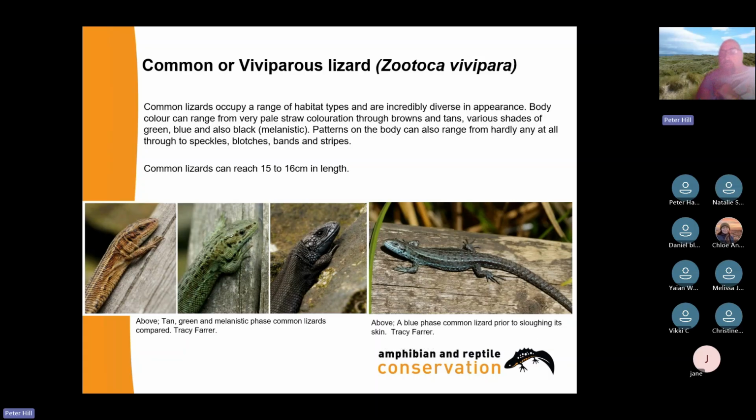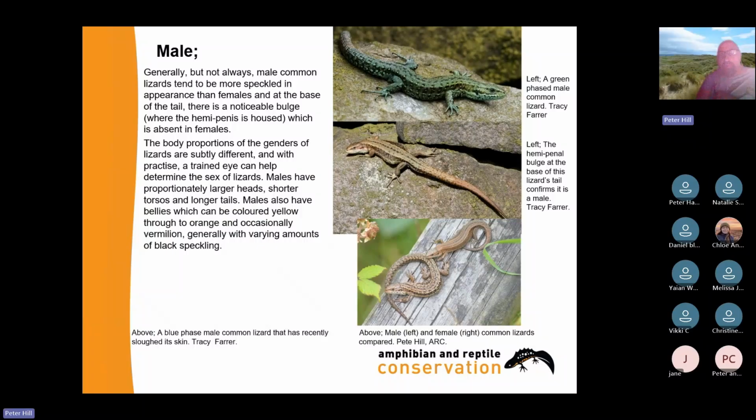There's a blue common lizard. He's looking very dark there because he's about to slough. He'll look a lot clearer once he's shed his skin. So males can be difficult for people to tell apart from the females, but on the whole, not always, they're generally more speckled in appearance than the females. They tend to look a bit more stripy. The real obvious sign is the bulge at the base of the tail where the hemipenis is housed.